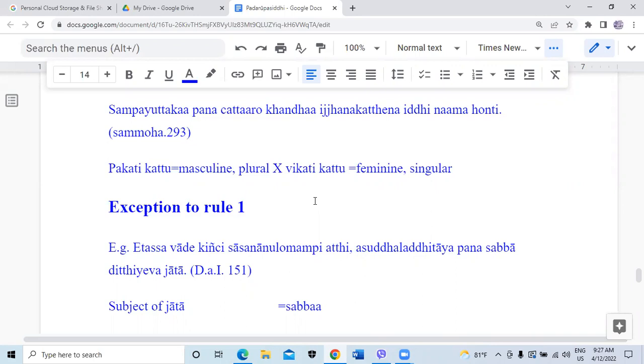So if there is a dative or genitive in the sentence with Ati, we can translate, I think, as possession, "I have", etc. This is what I understand. Yeah, thank you, Sayadaw.